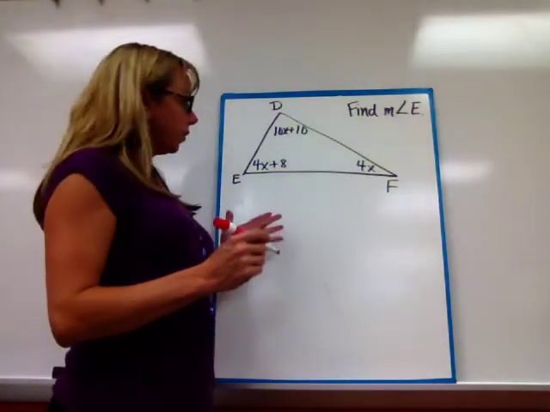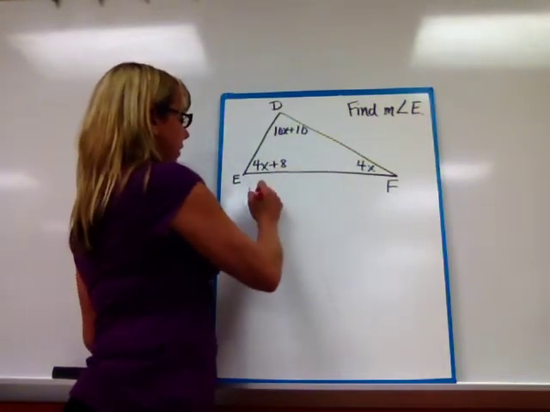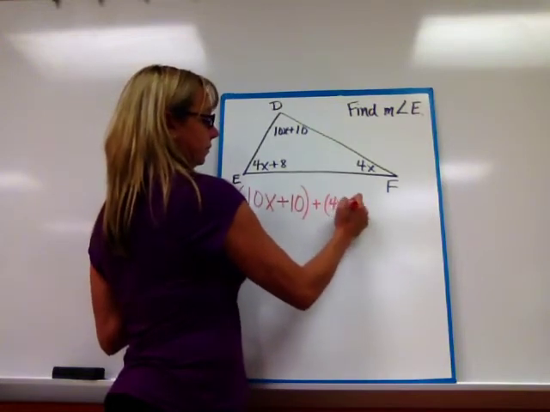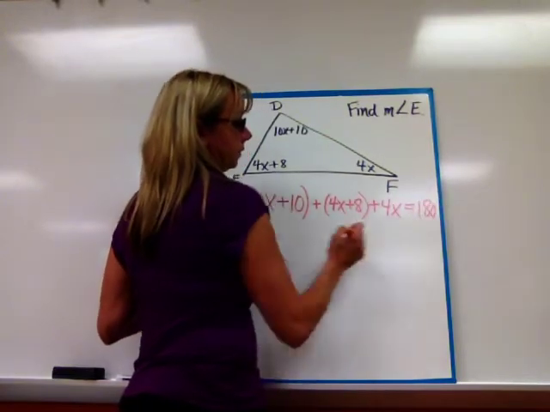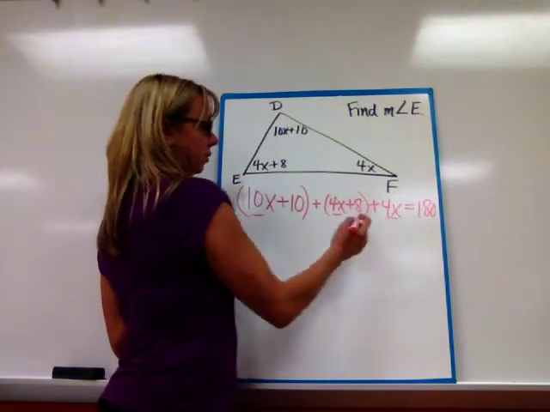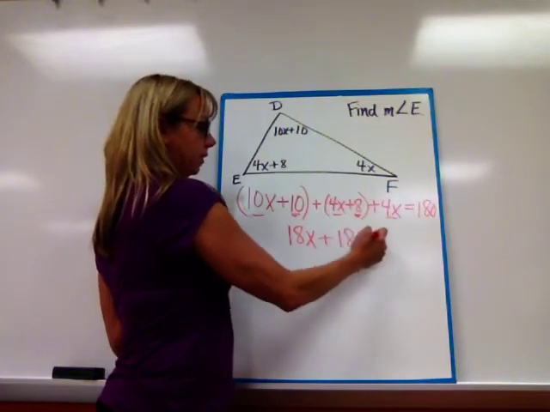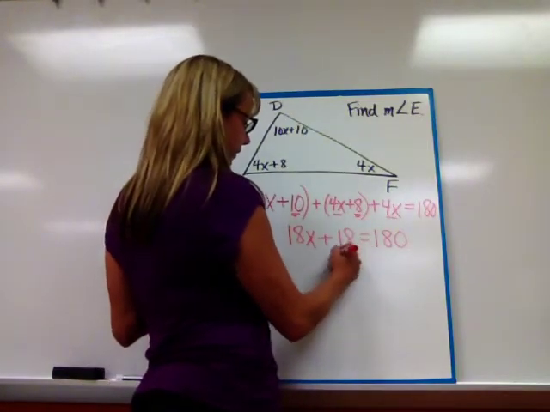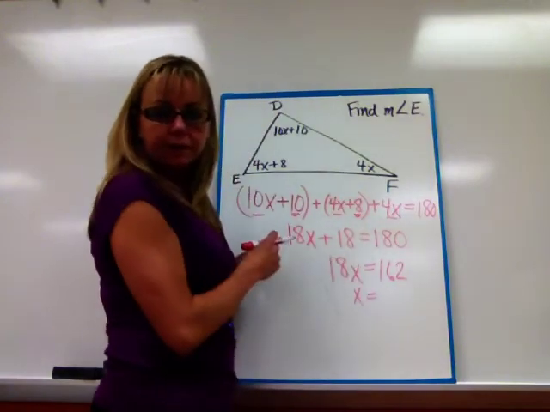This deals with the triangle angle sum theorem. So that means that all three angles have to add up to 180. So you've got 10x plus 10 plus 4x plus 8 plus 4x equals 180. All three angles add up to 180 in any triangle. So I'm going to put like terms together. I've got 10x, 4x, and 4x. That gives me 18x. And then I've got 10 and 8 for my constants, plus 18, equals 180. I'm going to subtract 18 from both sides, and you're going to get 18x equals 162. And when you divide, you're going to get x equals 9.